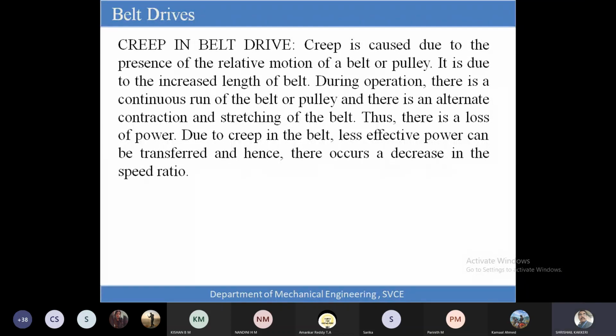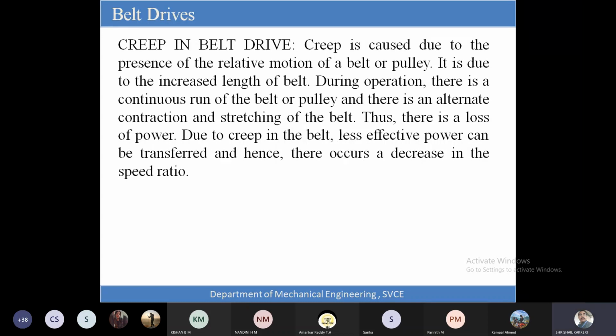While the belt is running over the pulleys, what happens? The portion of the belt which was in the T1 side will be going to the T2 side. The portion of the belt which was in the T2 side will come to the T1 side. So due to this alternate tightening and loosening of the belt, what happens? The length of the belt will be increased. This kind of effect is called the creep in the belt.